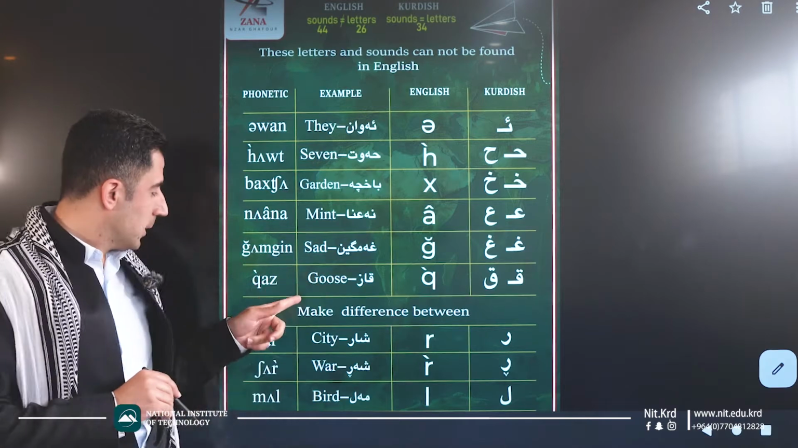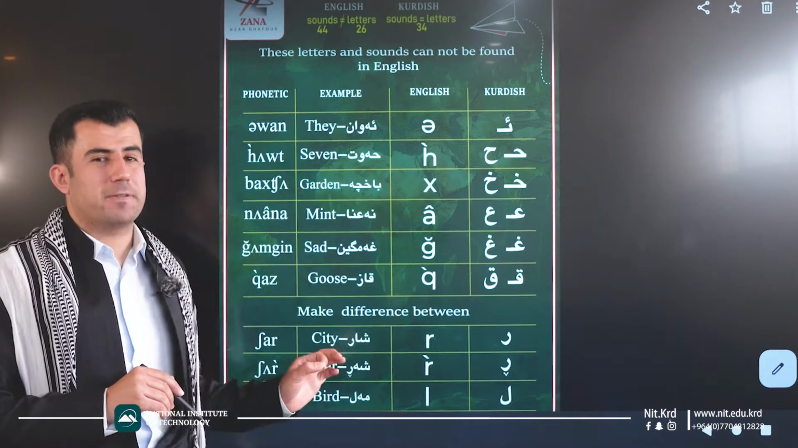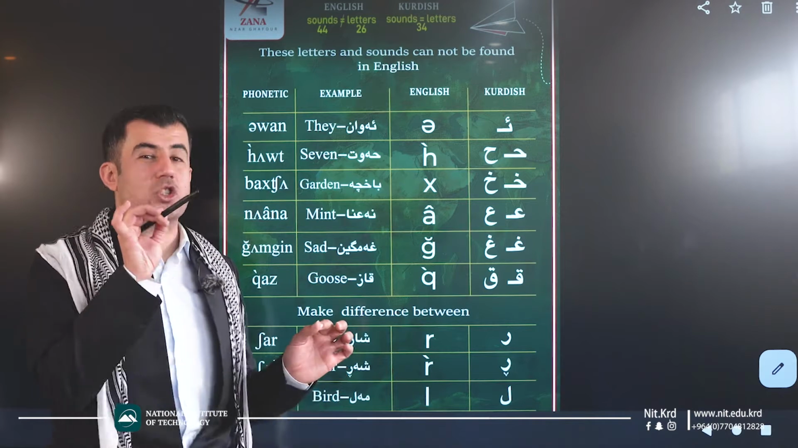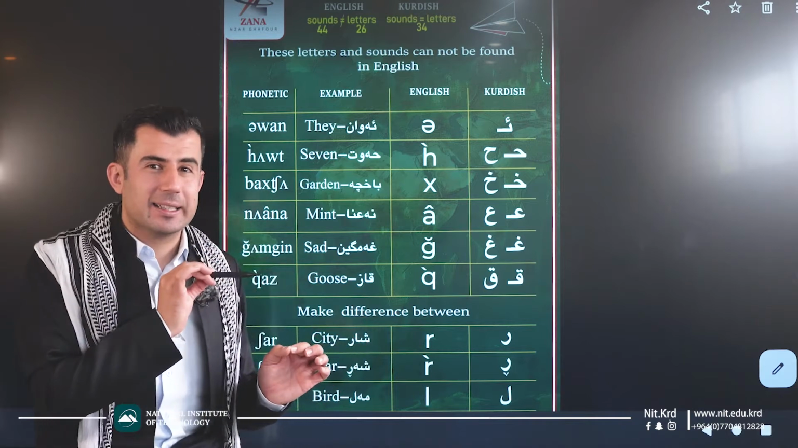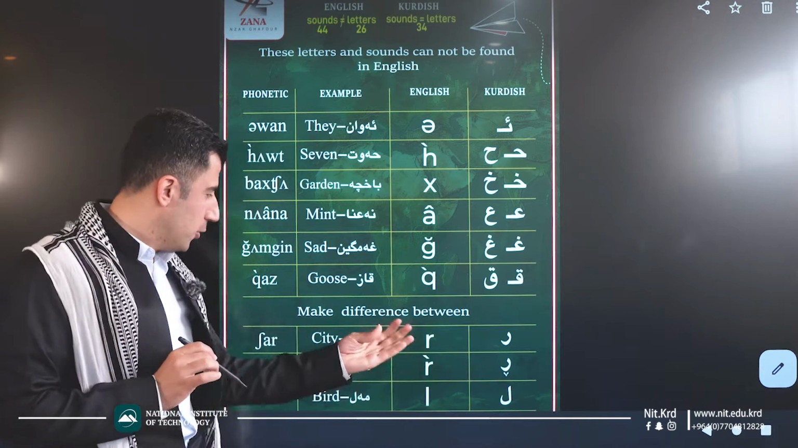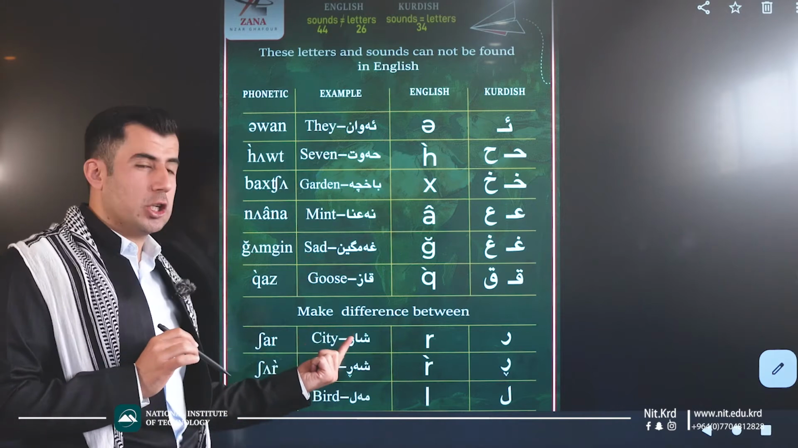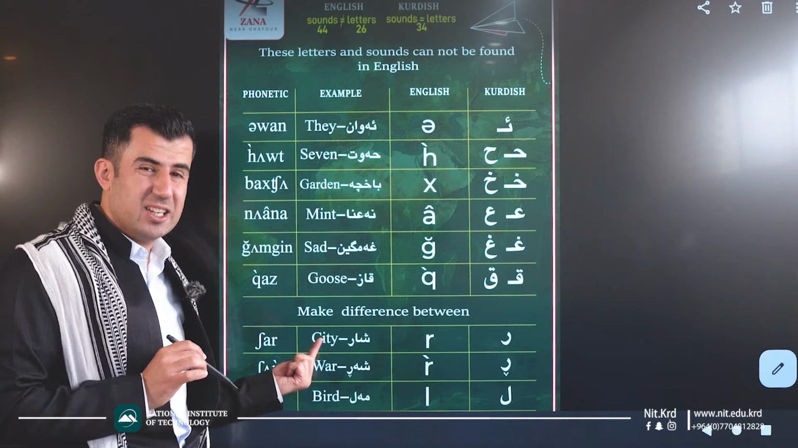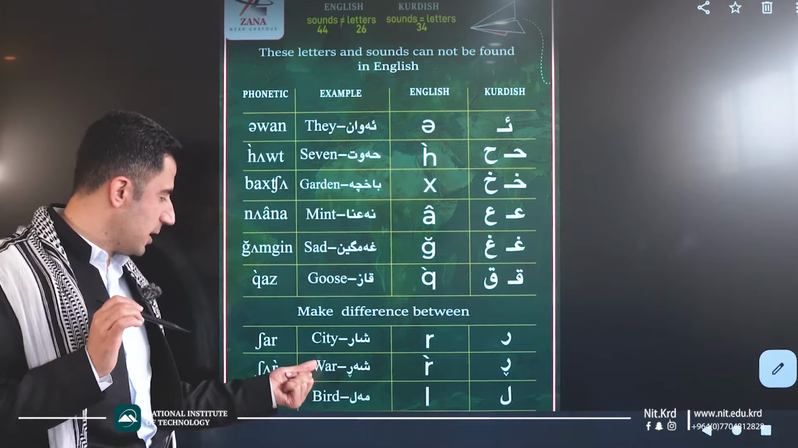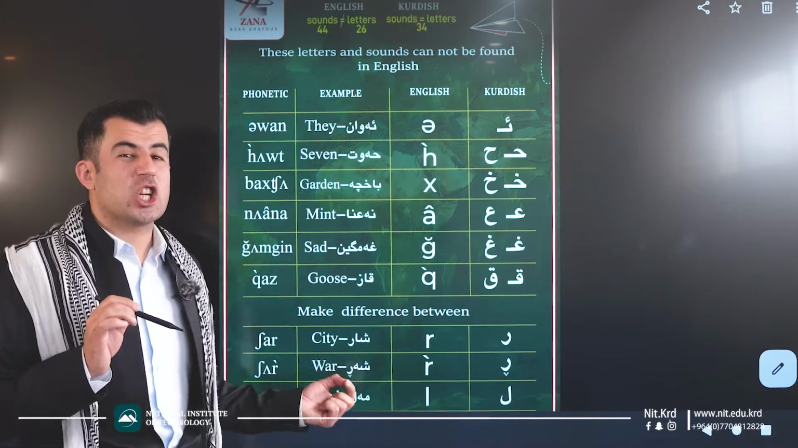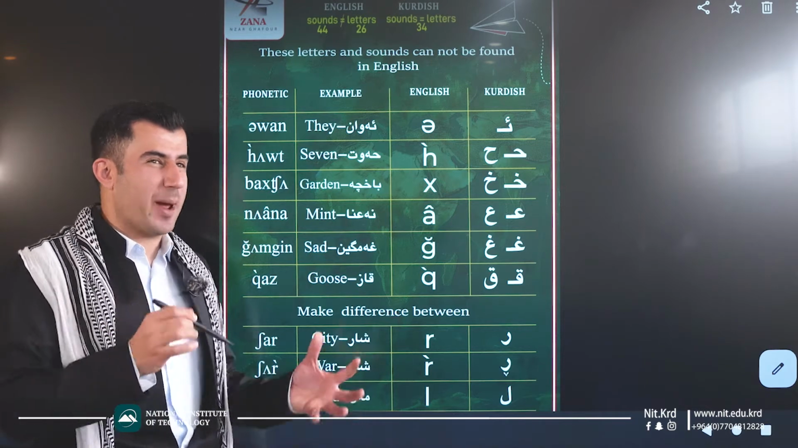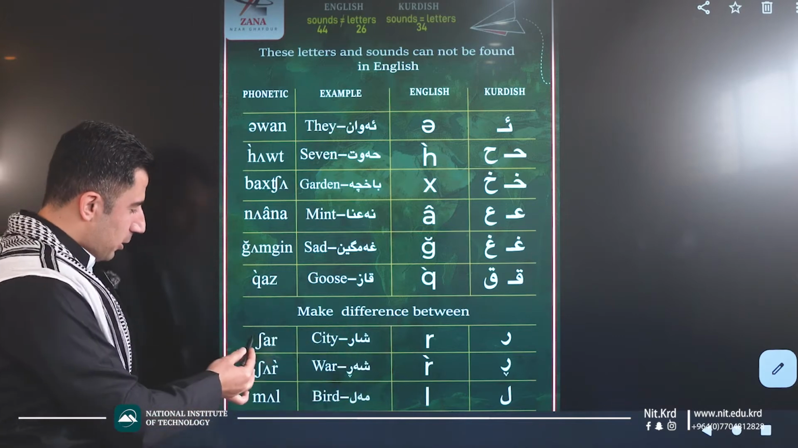Okay. Then, please pay attention to make a difference between r and r. It's not like English. Because sometimes just by changing r to r, the meaning of the word will change. Please be careful. R and r. For example, this is a city. In Kurdish we say shar. City, shar. But for r, just have a look. War, we have shar. It's not r. It is r with a stress. Please pay attention. Have a look at it. This is shar.